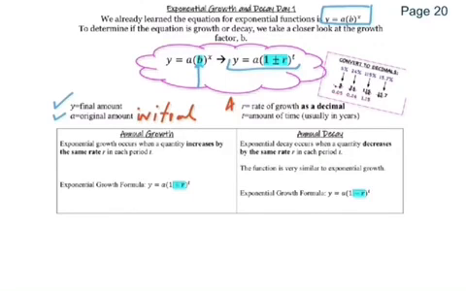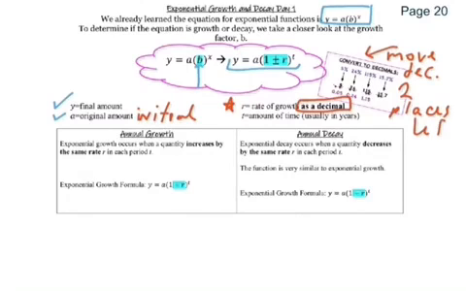Now, very important with the rate of growth, it's going to be given to you as a percentage, and you need to change it into a decimal before you substitute it into the formula. So to convert a percentage to a decimal, you need to remember to move the decimal 2 places to the left. And I'll be showing you that when we get into a few of the examples.